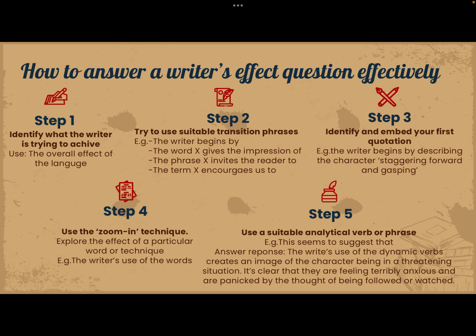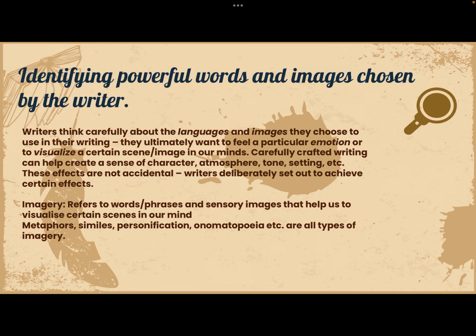This can be the writer begins by describing the character, for example, it's staggering forward and gasping. The next step is to use the zoom-in technique to explore the effect of a particular word or technique, and this can be done by the writer's use of the words, for example, this and that, etc. Now, step 5 is to use a suitable analytical verb or phrase. For example, this seems to suggest that. The response could be the writer's use of dynamic words creates an image of the character being in a threatening situation. Okay, so these are the 5 steps that you need to remember when answering a writer's effect question effectively.